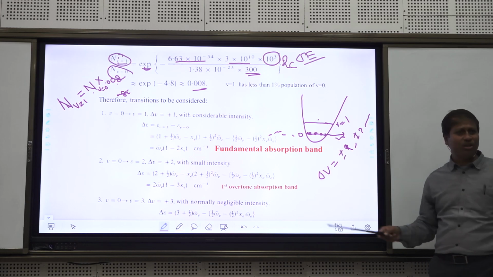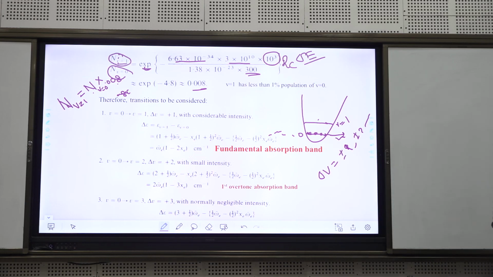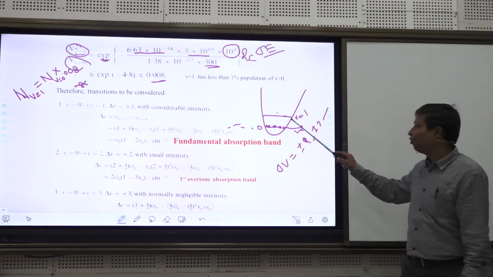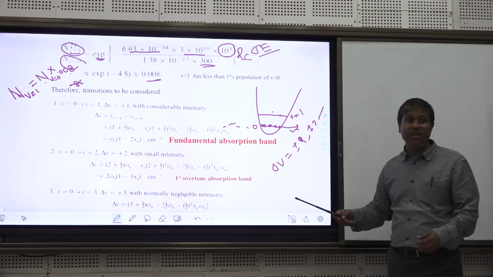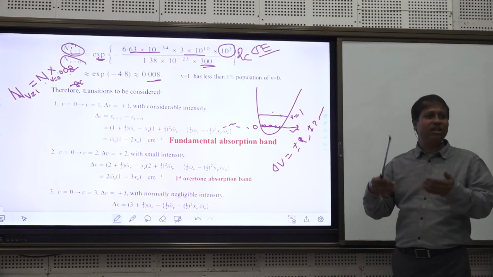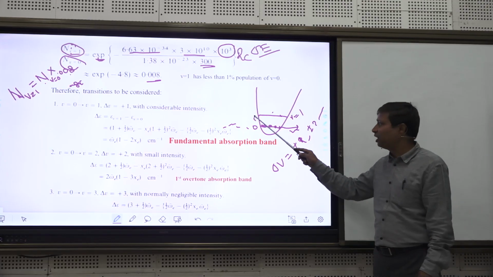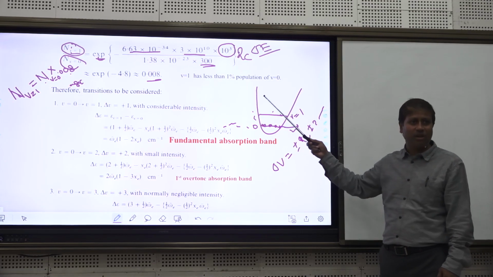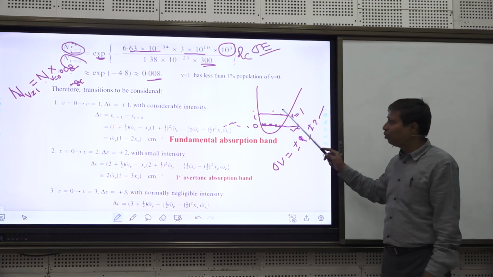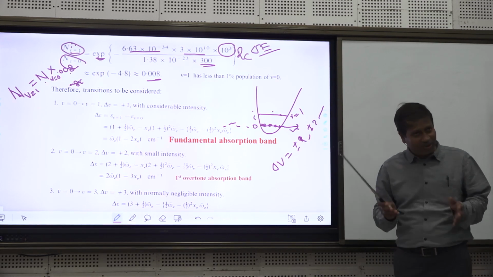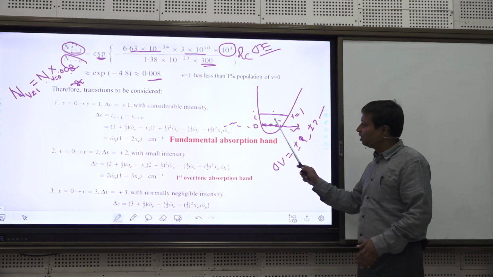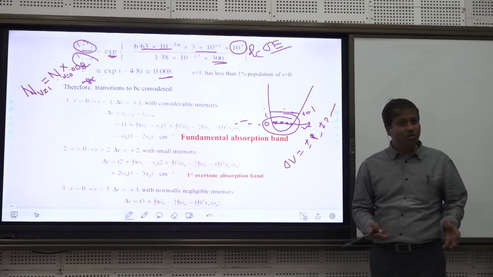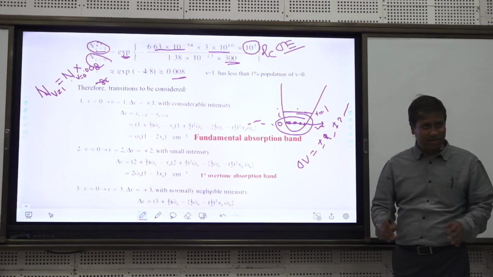When the population is so low, then we don't have to think of any transition from other than V equal to 0, unless you are increasing the temperature. If you increase the temperature, obviously higher energy levels will be populated, then you can think of them. So now, to simplify the situation, we will consider only the transition which is happening from V equal to 0. Okay, no other transitions.